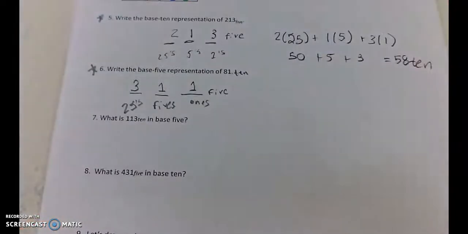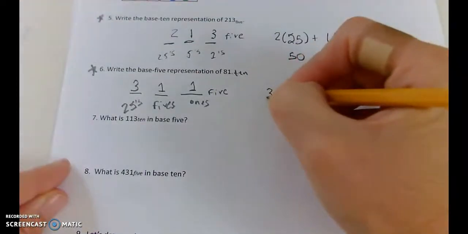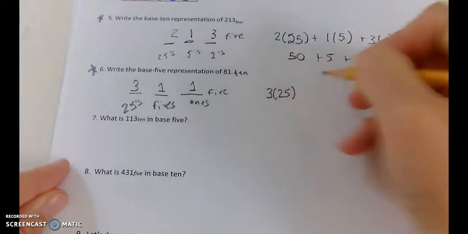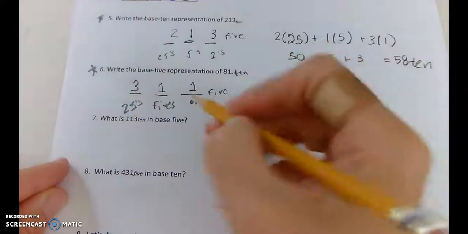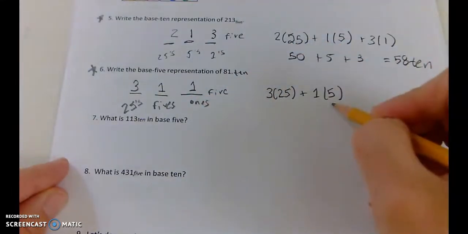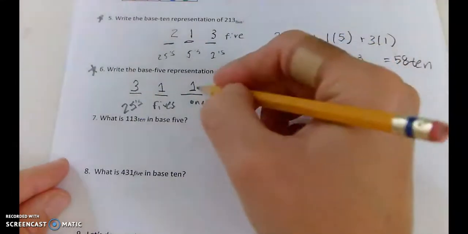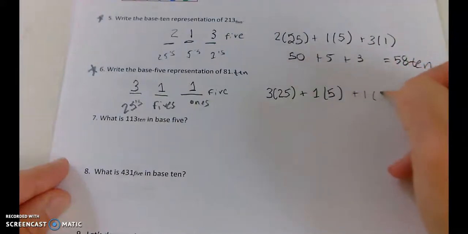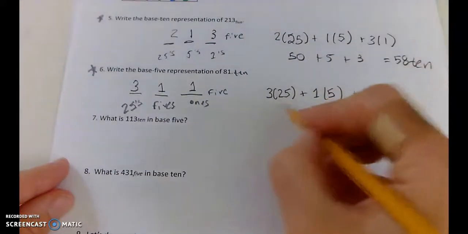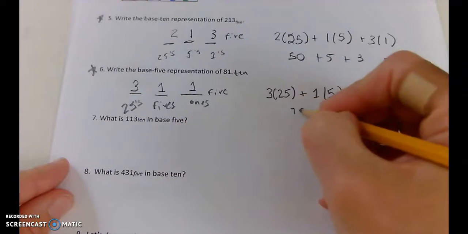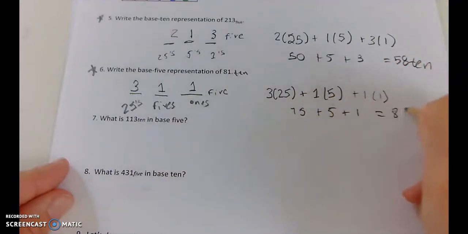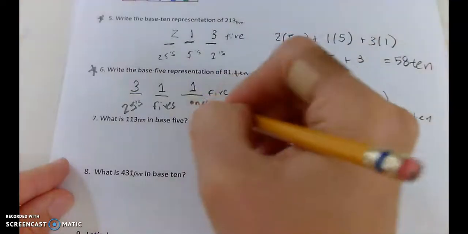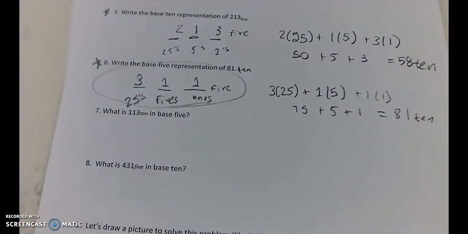So let's double check. What did I just do? I've got 3 25s, right? Plus I've got 1 in the 5s place. I have 1 5. See where I'm getting that from? Okay, and I have 1 1. So that's 1 times 1. And here I am at 75 plus 5 plus 1 gets me back to that 81 in base 10. So the answer is 311 in base 5.